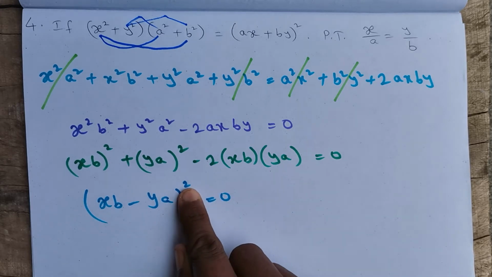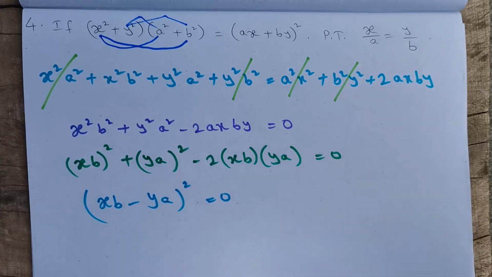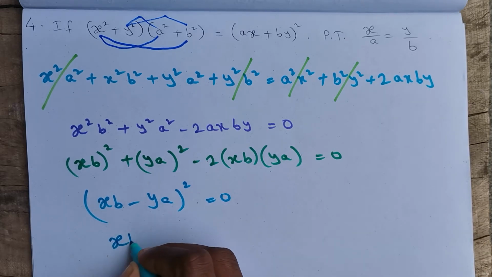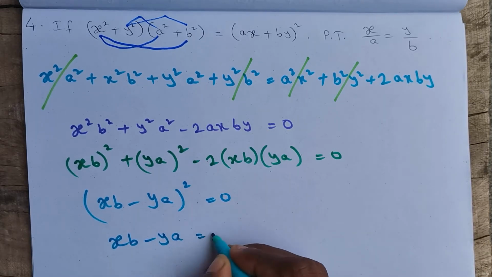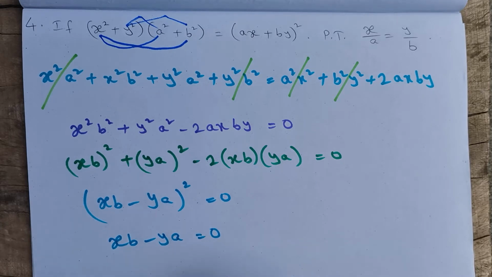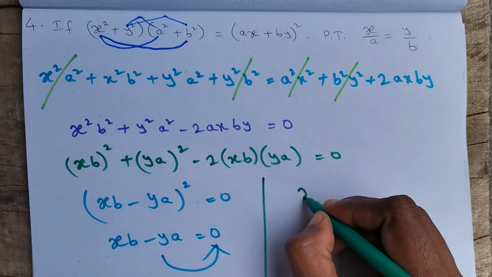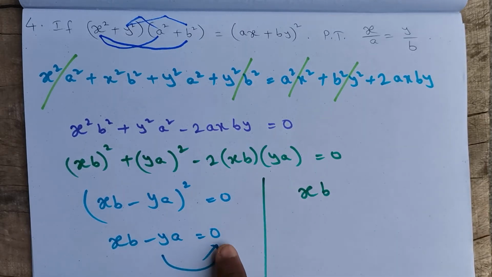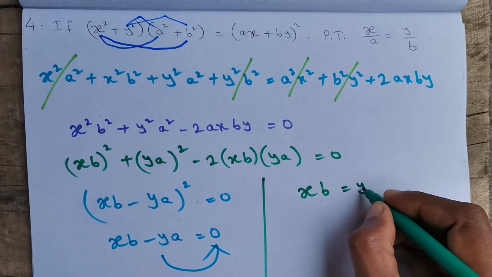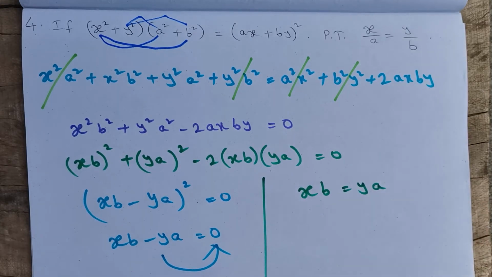So now here the square is there. If we take it to the other side, it won't be anything, because 0 square is 0 only. So we will get xb minus ya is equal to 0. Now this minus ya I will take to the right side, then it will become plus ya. So xb is equal to ya, we got.